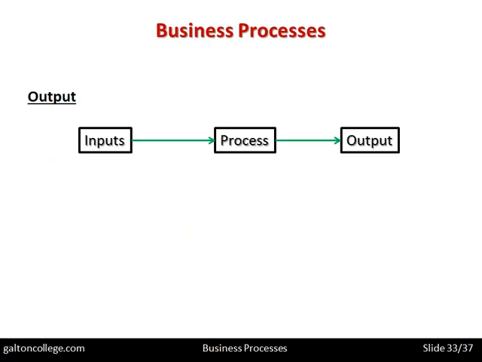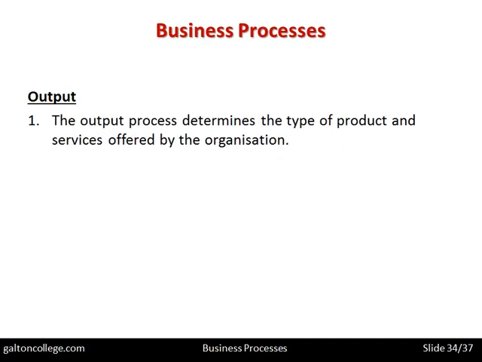Now we move to output, the final one. We've talked about the inputs, the processes, the systems and the subsystems and so on, and now we'll talk about output. The output process determines the types of product and services offered by the organization. Well, the output is what is going to be sold. This is what generates the revenue for the business.